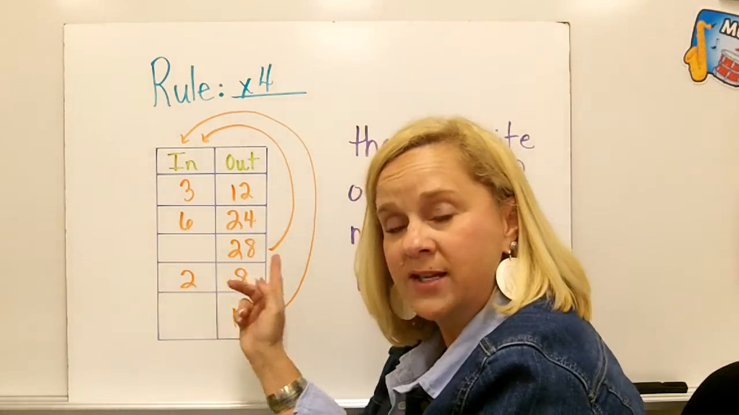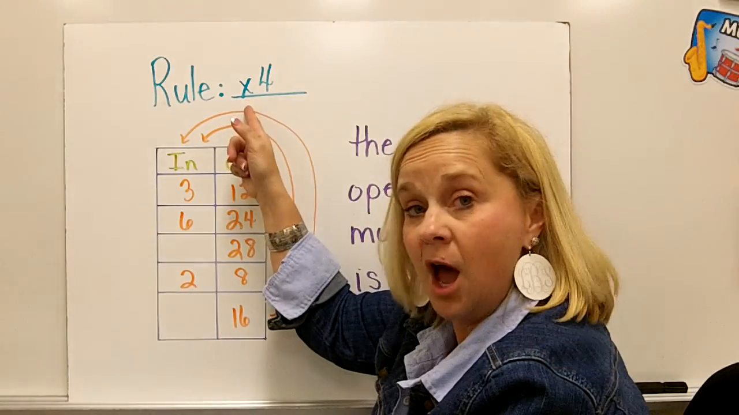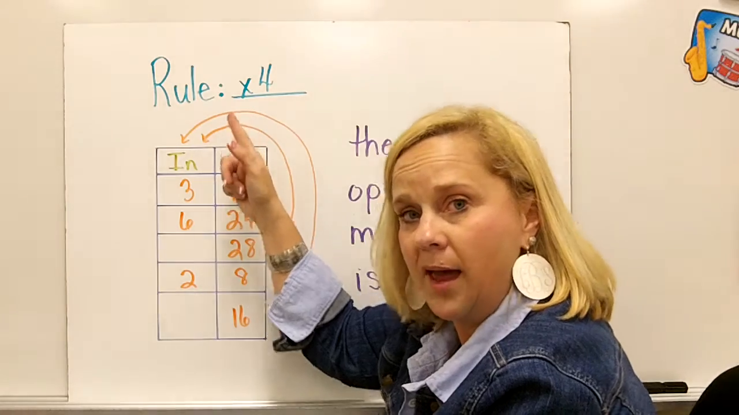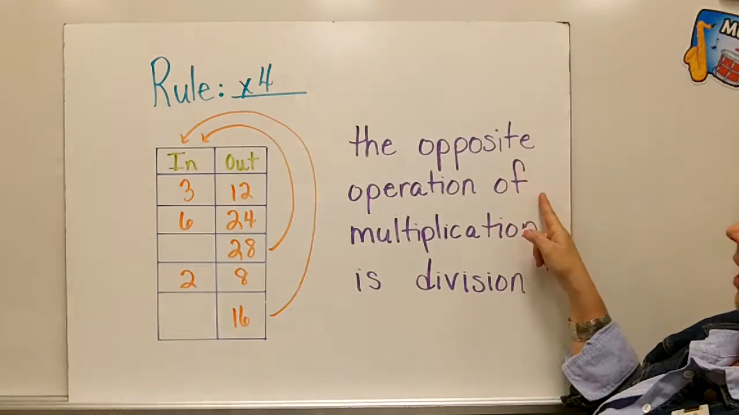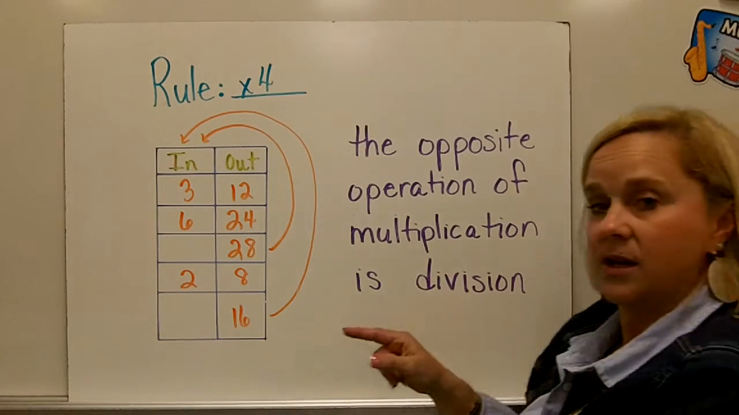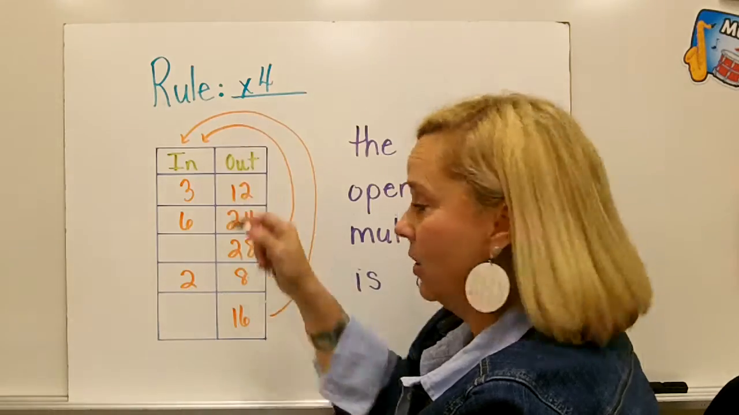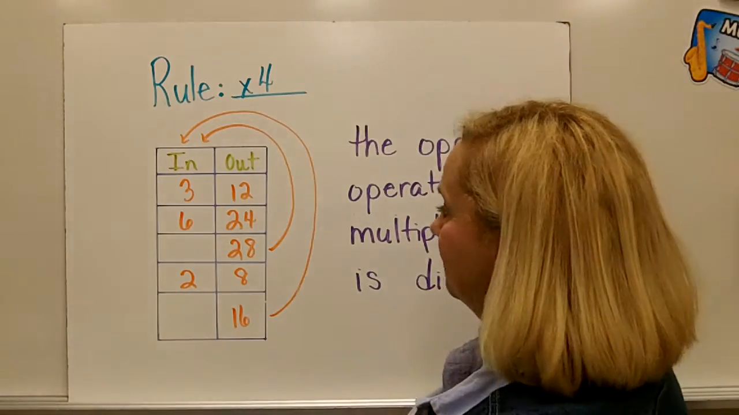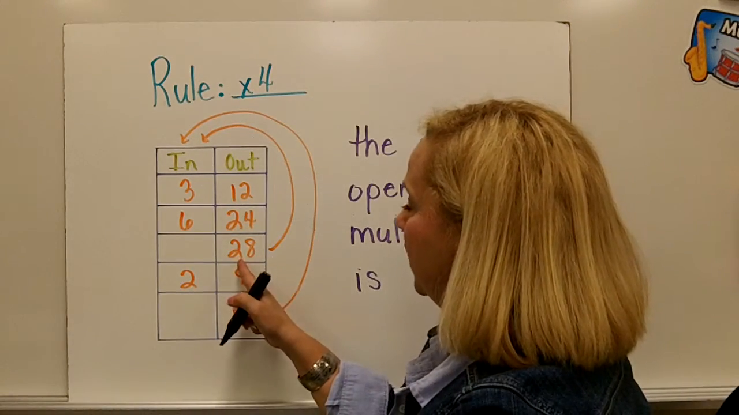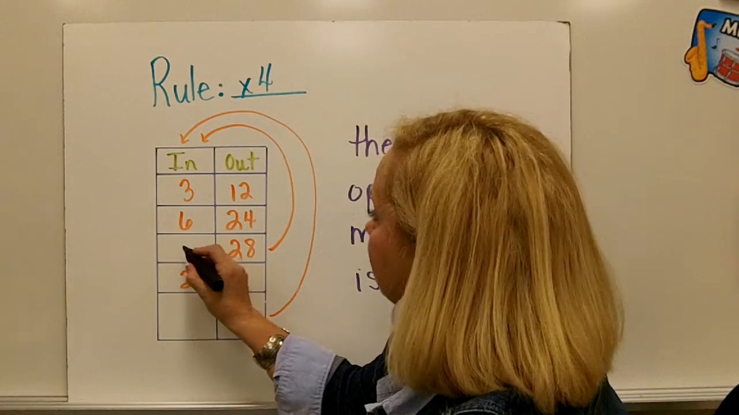So like we just practiced, we have to go backwards. And when we go backwards, we have to do the opposite. Now I'm multiplying. The opposite operation of multiplication is division. So I'm going backwards. I have to do the opposite, and I have to divide now. So I have to ask myself, 28 divided by 4 is 7.